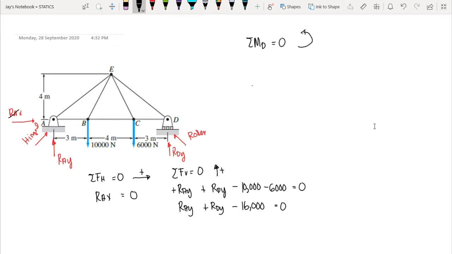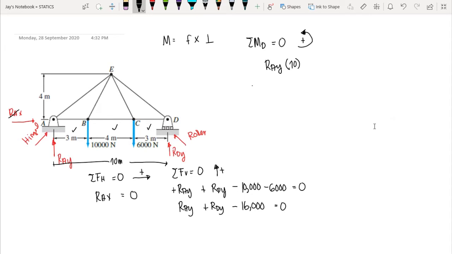All the moments counterclockwise are positive. So this is my assumption. So all the moments that are counterclockwise are positive. Okay? So again, moment from your physics is basically equal to the force times the perpendicular distance. Now, we have the moment of reaction AY since it does have a perpendicular distance from D, and the perpendicular distance from D is 10 meters. So you just sum up 3 plus 4 plus 3. So we have 10 meters. So we have RAY times 10, correct?